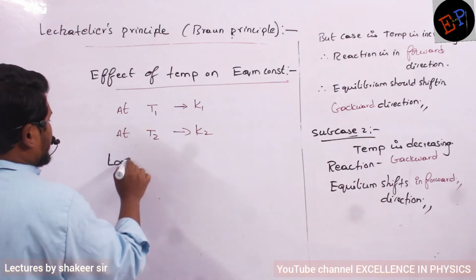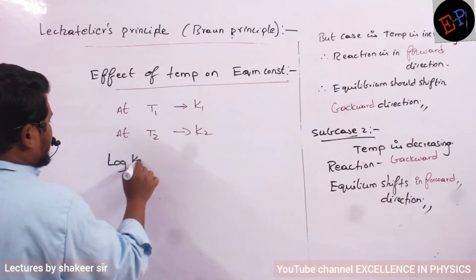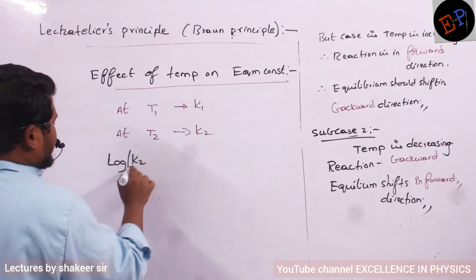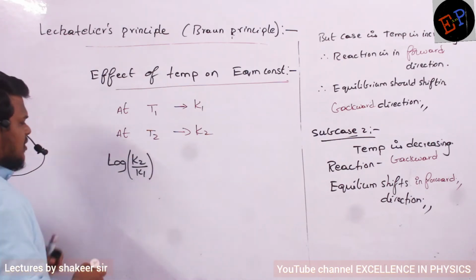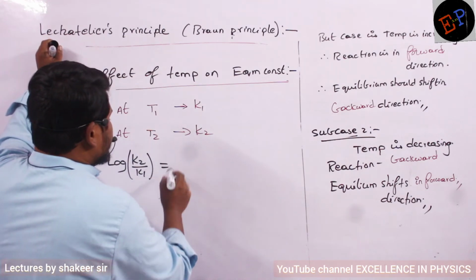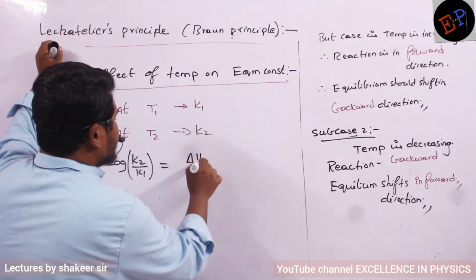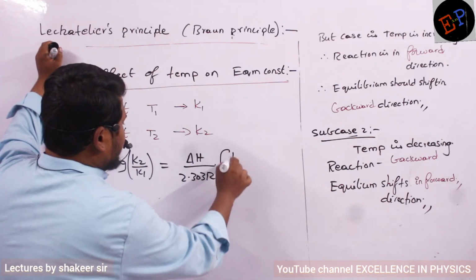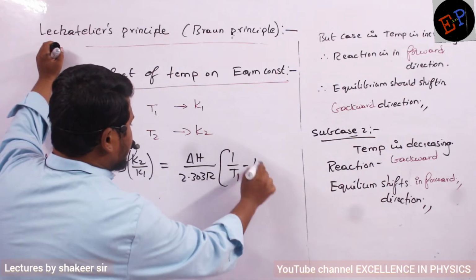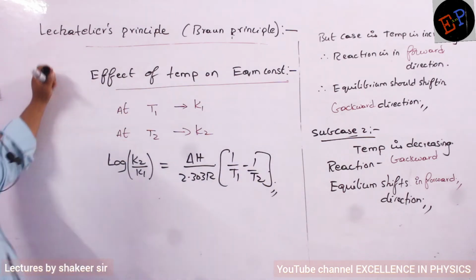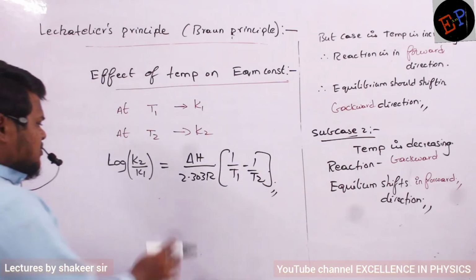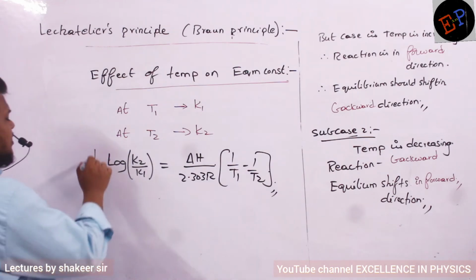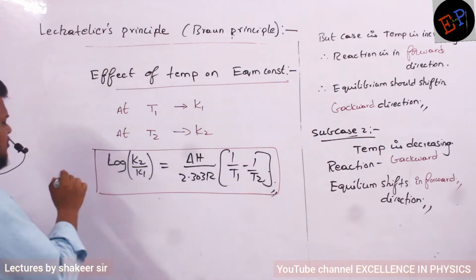So, log K2 divided by K1 equals delta H divided by 2.303 R multiplied by (1 by T1 minus 1 by T2). This is the relation which we have. Are you able to understand? This is a relation which explains how K1 and K2 values change with respect to temperature.